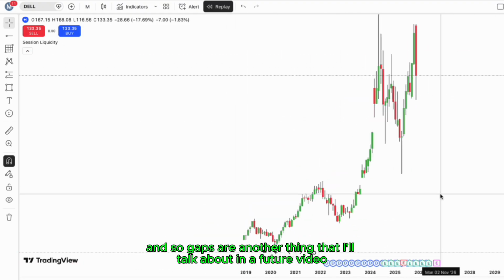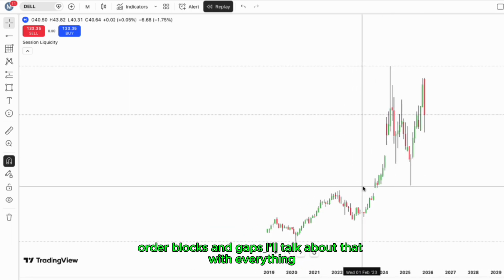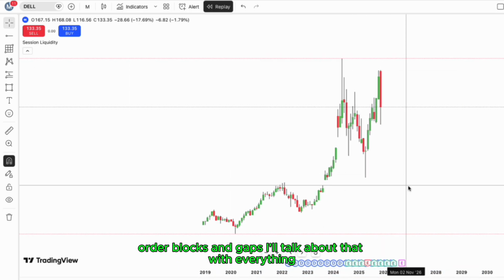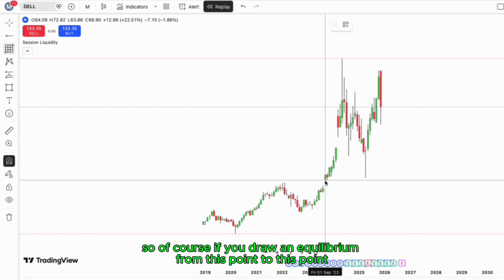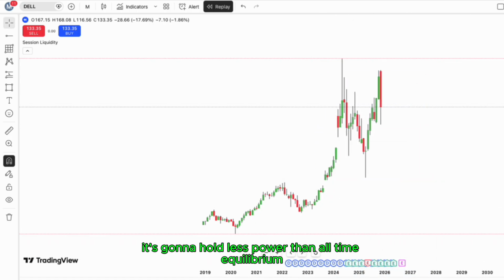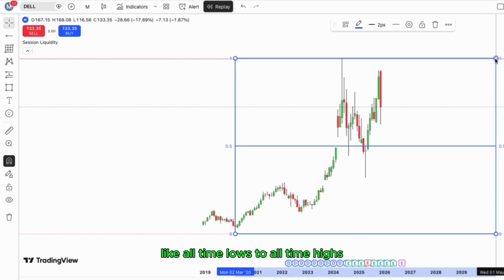And so gaps are another thing that I'll talk about in a future video. I might combine it with order blocks and stuff. Order blocks and gaps, I'll talk about that. With everything, high time frame holds higher power. So of course, if you draw an equilibrium from this point to this point, it's going to hold less power than all-time equilibrium, like all-time lows to all-time highs.